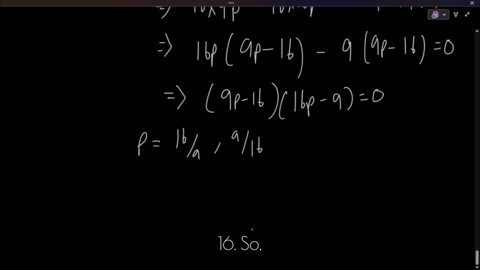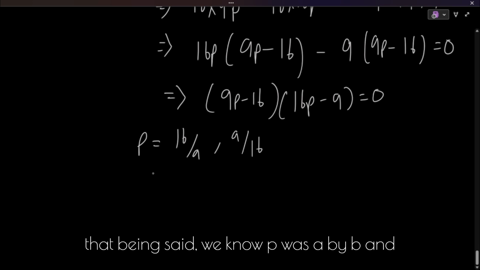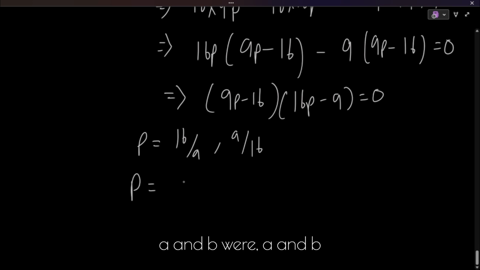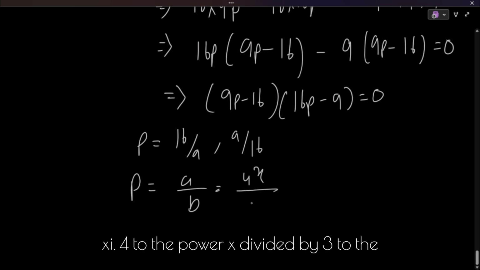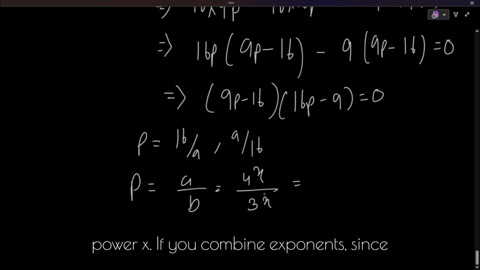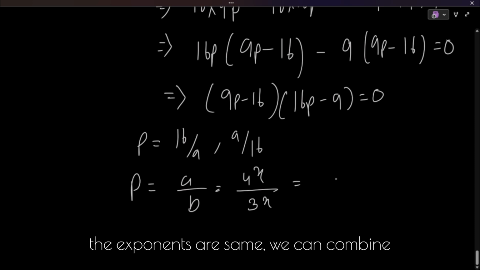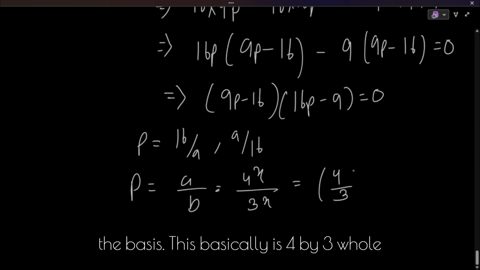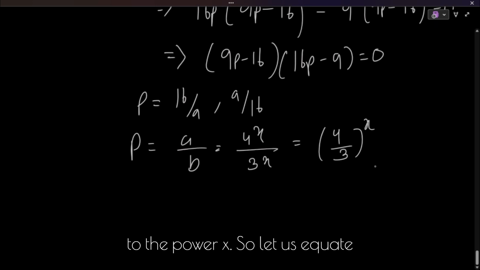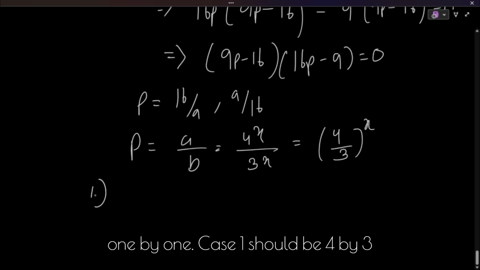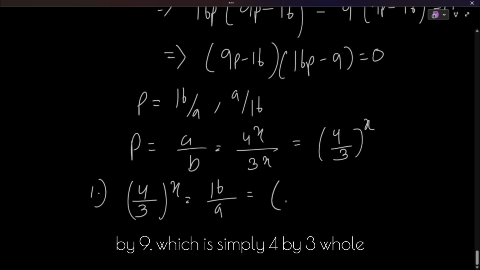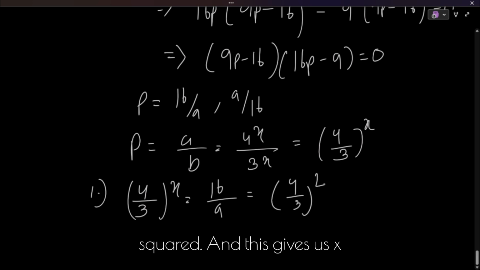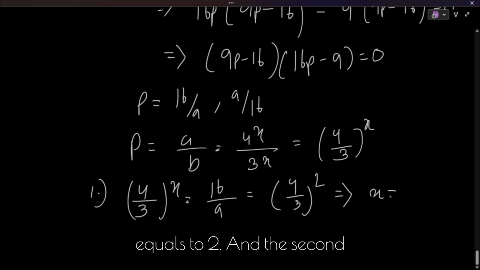Okay. So that being said, we know p was a by b, and a and b were 4 to the power x and 3 to the power x, 4 to the power x divided by 3 to the power x. If you combine exponents, since the exponents are same, we can combine the bases. This basically is 4 by 3 whole to the power x. So let us equate one by one. Case 1 should be 4 by 3 whole to the power x equals to 16 by 9, which is simply 4 by 3 whole squared. And this gives us x equals to 2.